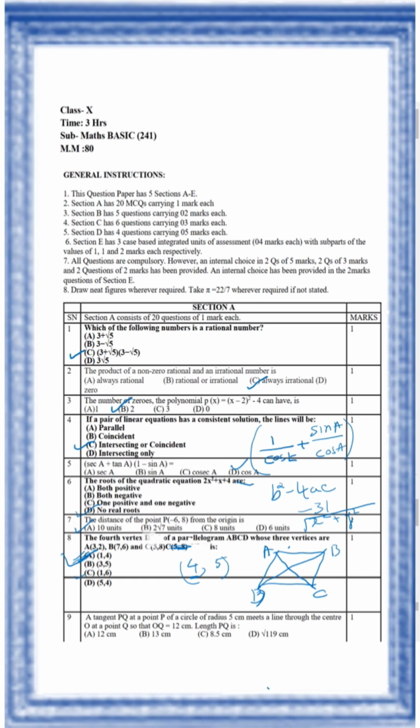1, 4. The tangent PQ at a point P of the circle of radius 5 cm meets the line through the center O at the point Q, so that OQ is 12 cm. Length of the PQ is? We know that the numbers 5, 12 and 13 form Pythagorean triplets. So PQ is 13 cm. Option B is correct.